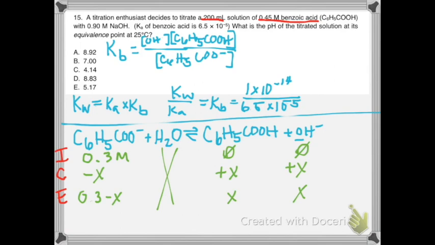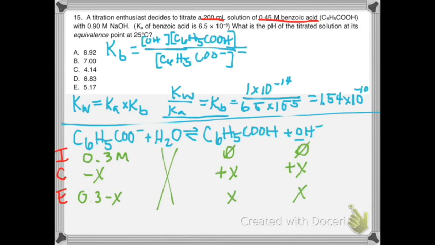We find that Kb is equal to 1.54 times 10 to the negative 10. Okay, so that's not a hard calculation to do. You just have to remember to keep an eagle eye out for what kind of K you're given and what kind of K you need. Okay, so don't forget this relationship.